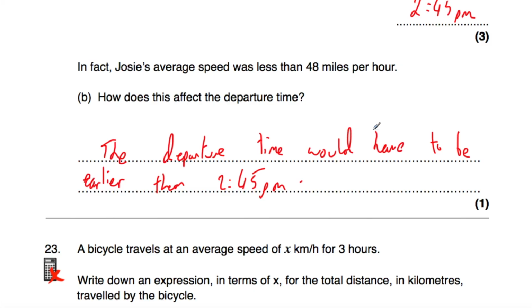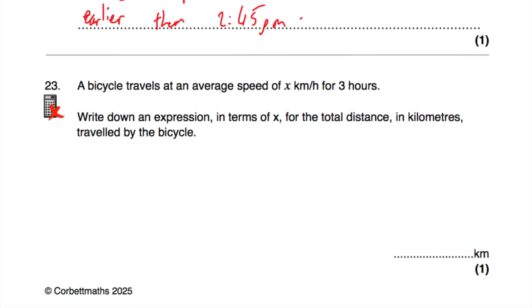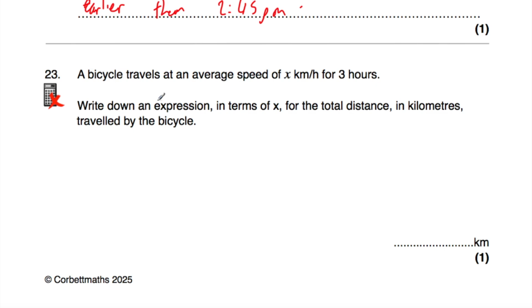And that's it. Okay, let's look at our next question, question number 23. Question number 23 says a bicycle travels at an average speed of X kilometers per hour for 3 hours. And we've been asked to write down an expression in terms of X for the total distance in kilometers travelled by the bicycle. Okay, so if we have a look at this question, the speed's been given in terms of X.